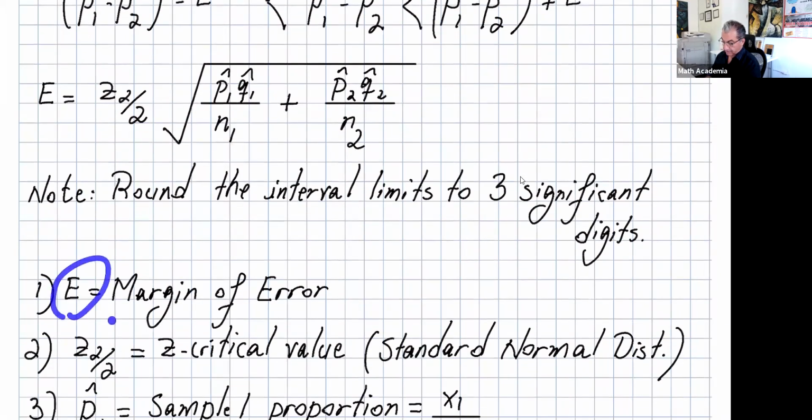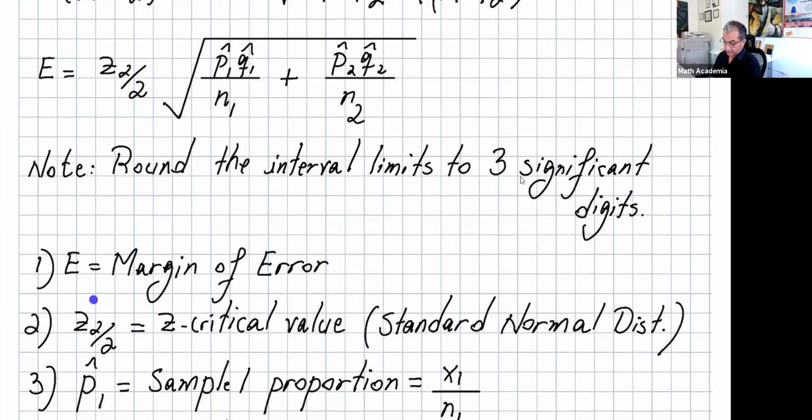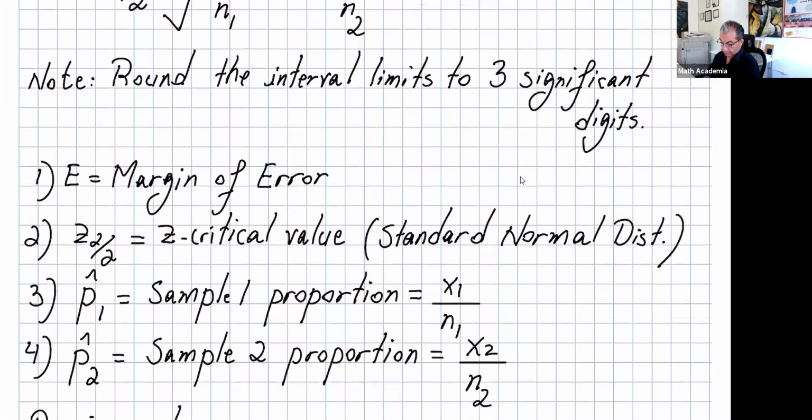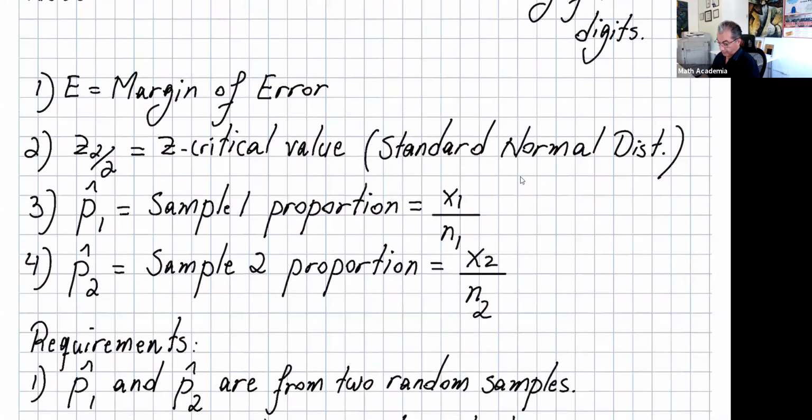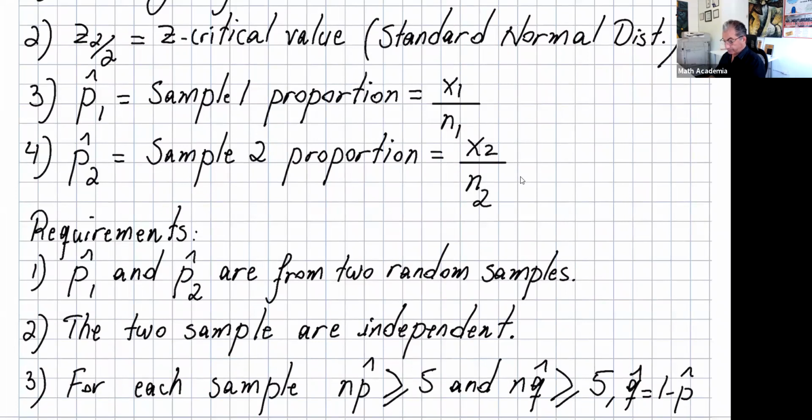Now, E, as I said, is the margin of error. Z sub alpha over 2 is the Z critical value. And of course, we always use the standard normal distribution. P hat 1 is the sample 1 proportion, or the proportion of the sample 1. You write that as x1 over n1. P hat 2 is the sample 2 proportion, or the proportion of sample 2, and you write that as x2 over n2.